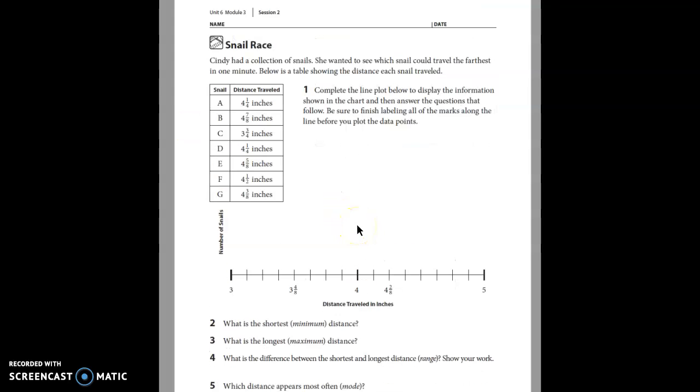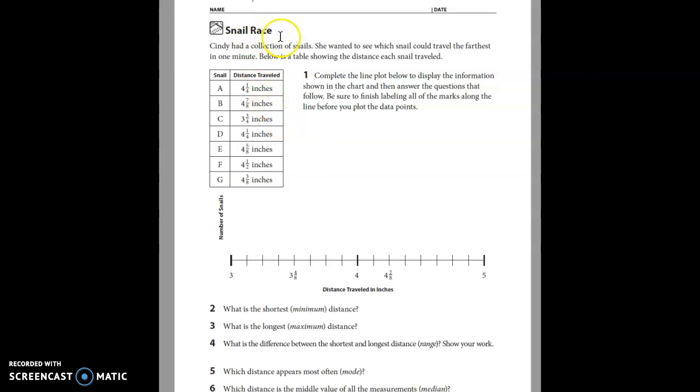All right, then page 240 says Snail Race. Cindy had a collection of snails. She wanted to see which snail could travel the farthest in 1 minute. Below is the table showing the distances each snail traveled. So we have snail A through G and how far they traveled. Number 1, complete the line plot below to display the information shown in the chart and then answer the questions that follow. Be sure to finish labeling all the marks along the line plot before you enter your data.